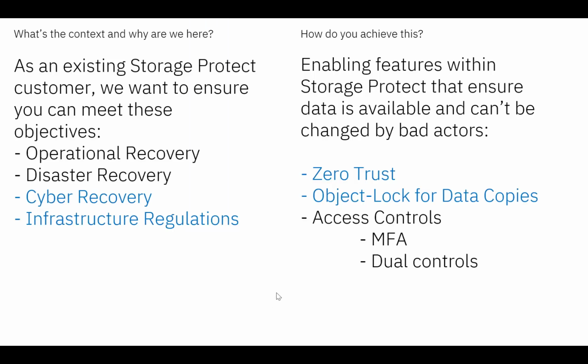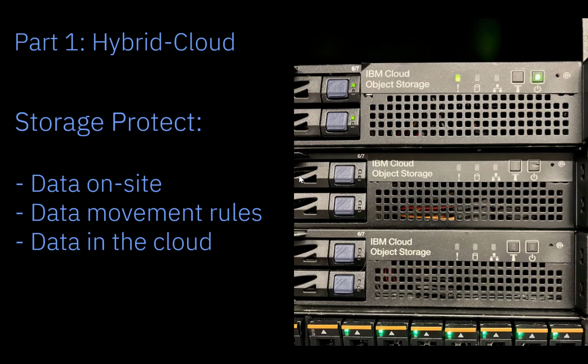So what's the context and why are we here? You're probably familiar with what you need to do in order to protect against a file that's gone missing or gone rogue. You're probably aware of what you need to do and have often tested disaster recovery. But have you architected the environment for cyber recovery, for infrastructure regulations? And how do you achieve things like zero trust or object lock for data copies? They're the kind of things that we're showing today.